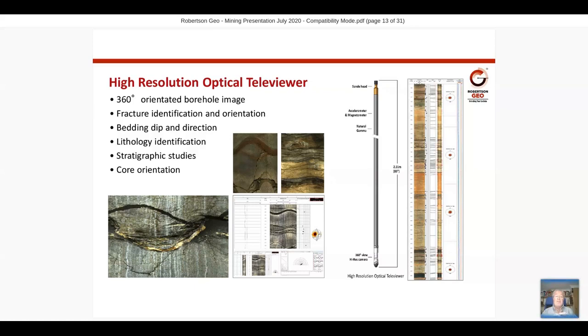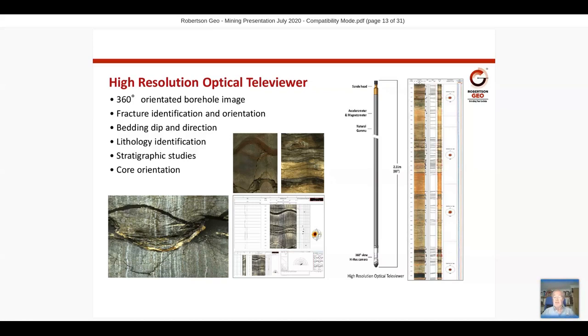So as we said, we get a 360-degree orientated borehole image. This is used for fracture identification and orientation. We can identify bedding dip and direction. Lithology identification, you will quite clearly see differences in lithology, looking for tops of formations, tops of ore bodies, cavities, washouts in the borehole. So this can be used for stratigraphic studies and core orientation.